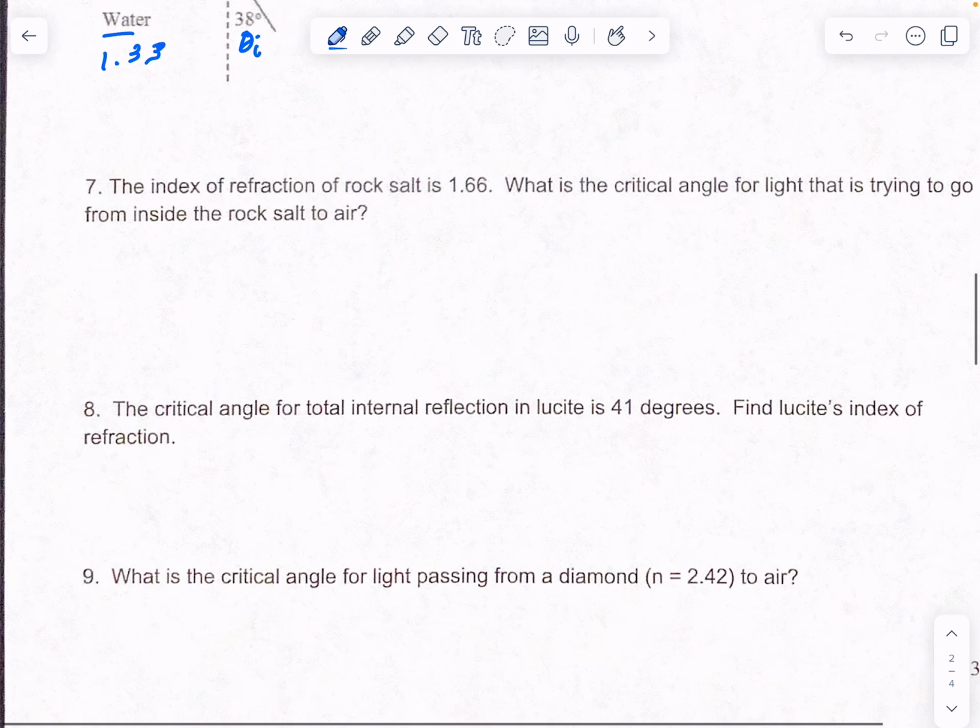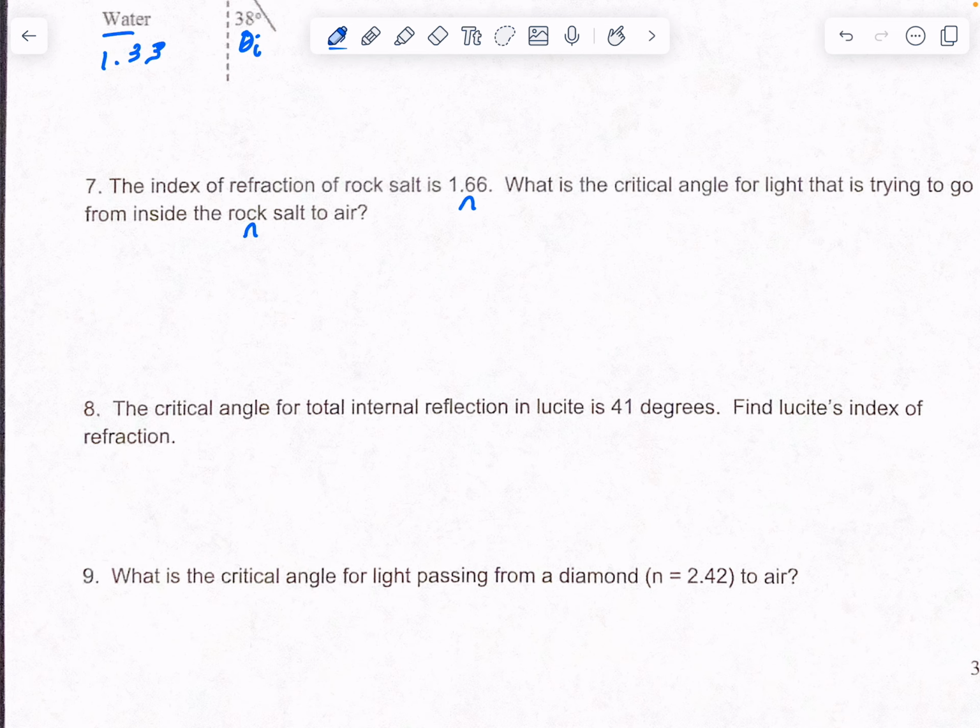Number 7: the index of refraction of rock salt is 1.66, so this is your N. What is the critical angle for light that is trying to go from inside the rock to air? I did give you an N there, but we just figured out which one was which. You're going from rock to the air, so that means rock salt is my Ni, and air would be my Nr.